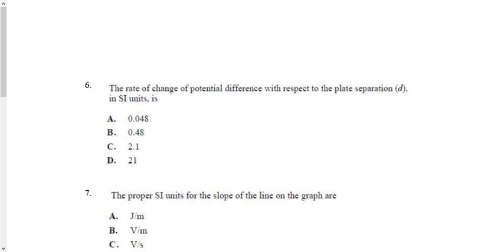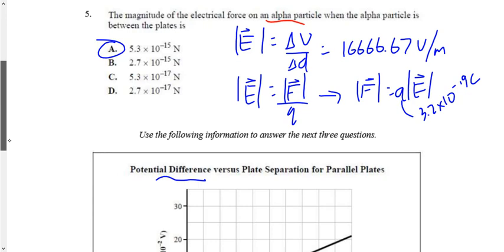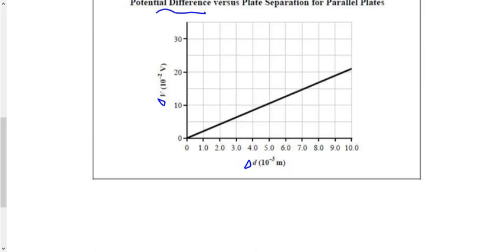Okay, so what do we want to find here in this question? The rate of change of potential difference with respect to the plate separation. What does that mean? The rate of change of the y-axis versus the x-axis. It's the slope, right? That's it. And the slope of that, you could take 2 points on this graph and punch it into a calculator, or you know what? You could just take 2 data points and do rise over run fairly easily.